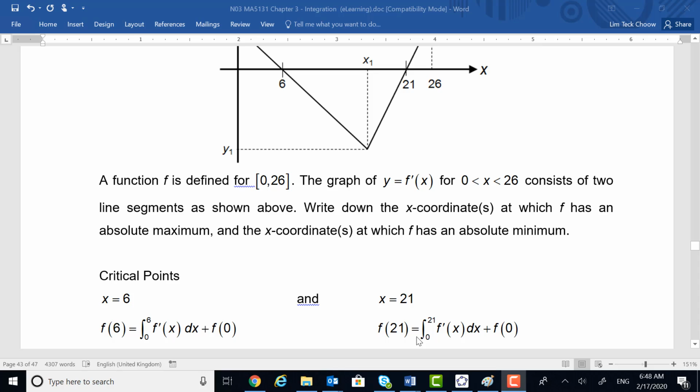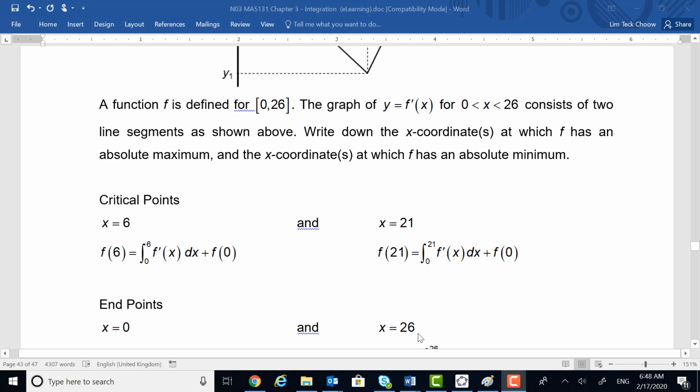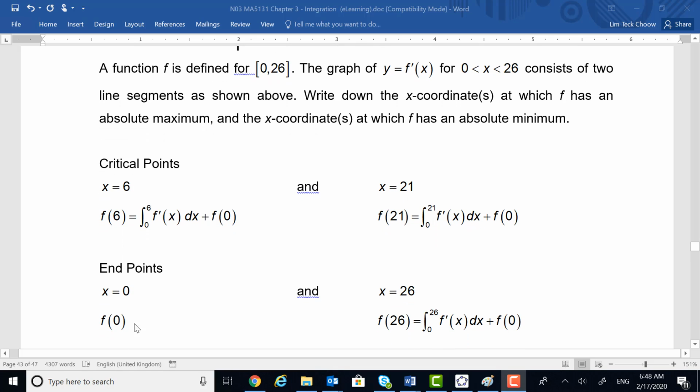So hold on for a moment. These are the values at the critical points. And the next thing that we look at is the endpoints. There are two endpoints, at x equals 0 and x equals 26. So the value at x equals 0 is f(0), and the value at x equals 26 is f(26), which again is the integral from 0 to 26 of f' plus f(0). So based on these four values that you have here, you have to exercise judgment to see which is the biggest.